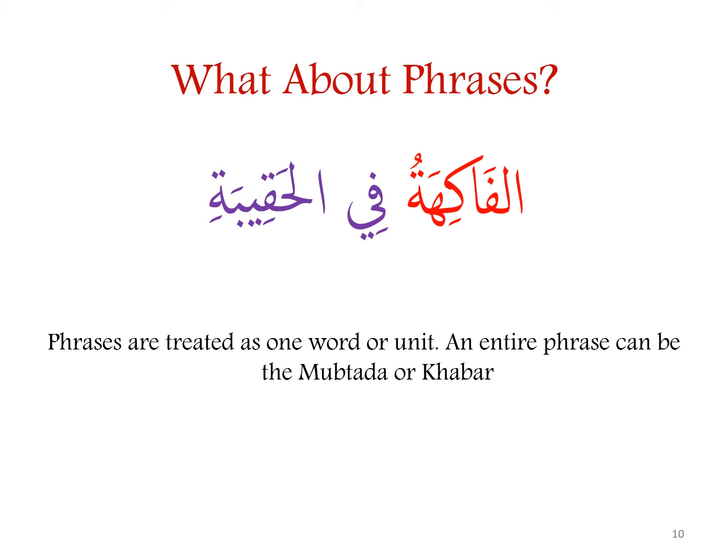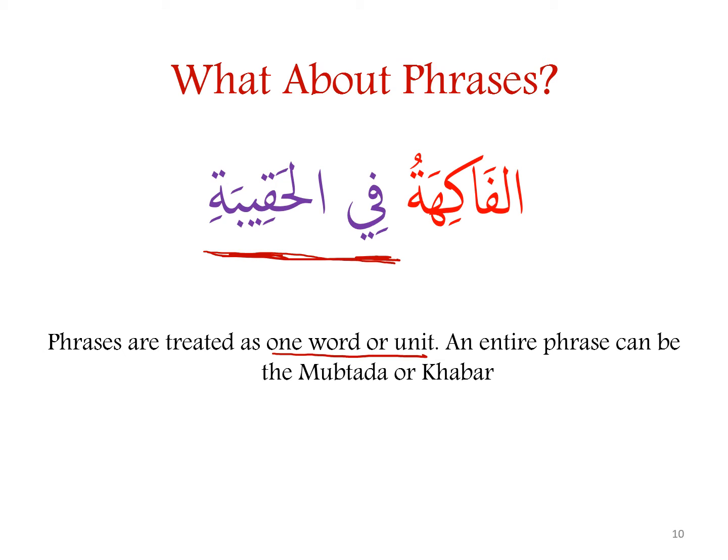So what about phrases? We've looked at single words in the mubtada and khabar. Now remember I mentioned before that phrases are treated as one unit or one word, even though they're made up of a few different words. They are treated grammatically as one unit. And that makes sense with something like a jar wa majroor, like fil haqibati, because you can't separate these two from each other. You can't separate the harf jar from the ism majroor. So they're going to be always together and treated as one unit.